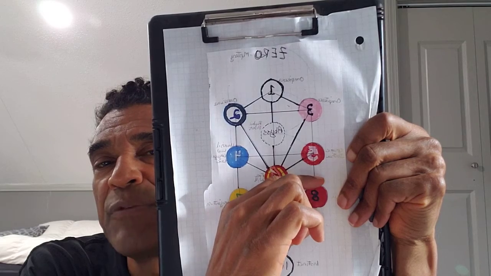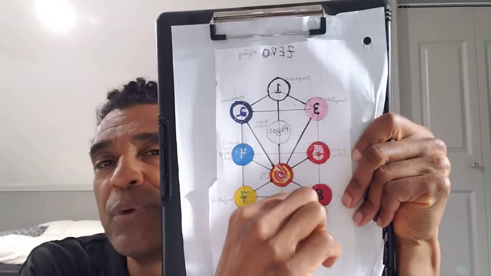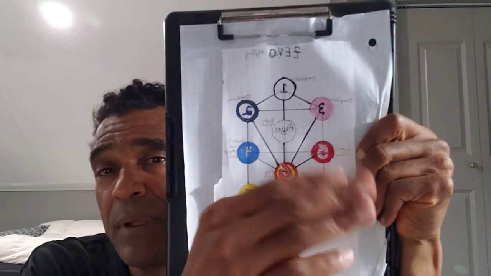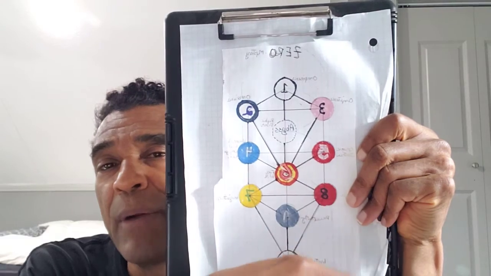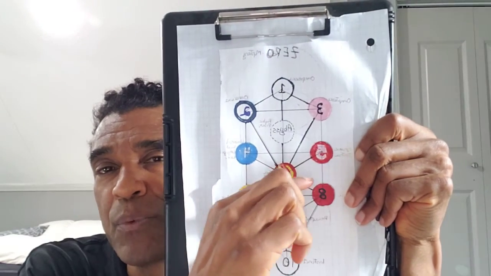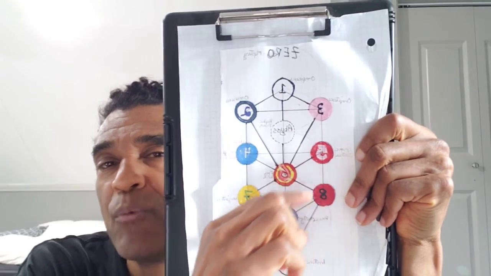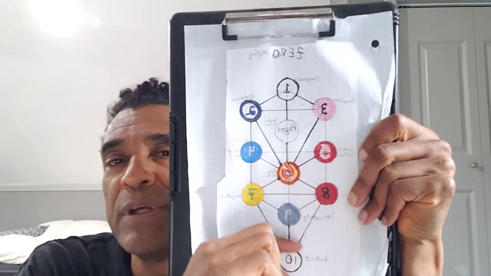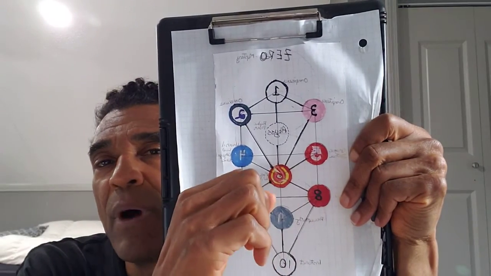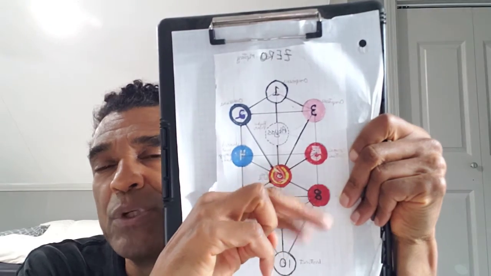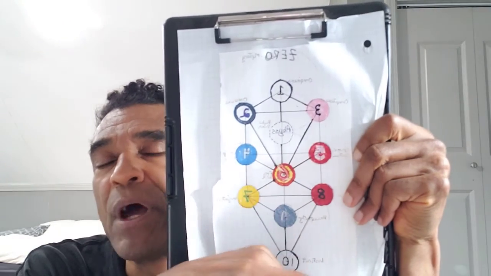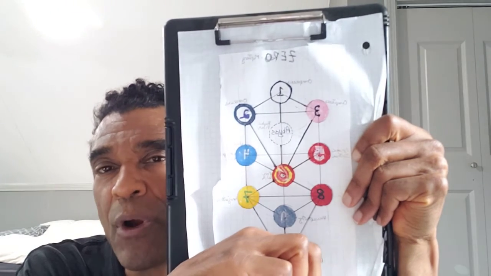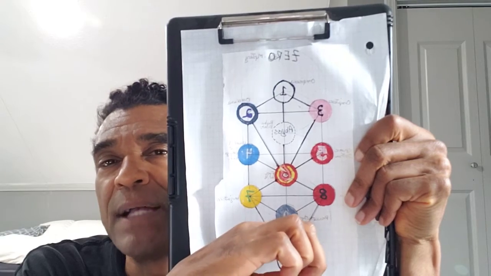Each one of the spheres can be broken down to another level of resolution. It can be broken down to infinite levels of resolution, but that gets altogether too complicated. So we're just going to go to the first step where we break down each one of the spheres into its 12 parts, 12 here, 12 here, 12 here, and so on, all the way up, which adds up to 144 fractal faculties or fractional faculties or mini faculties of consciousness.